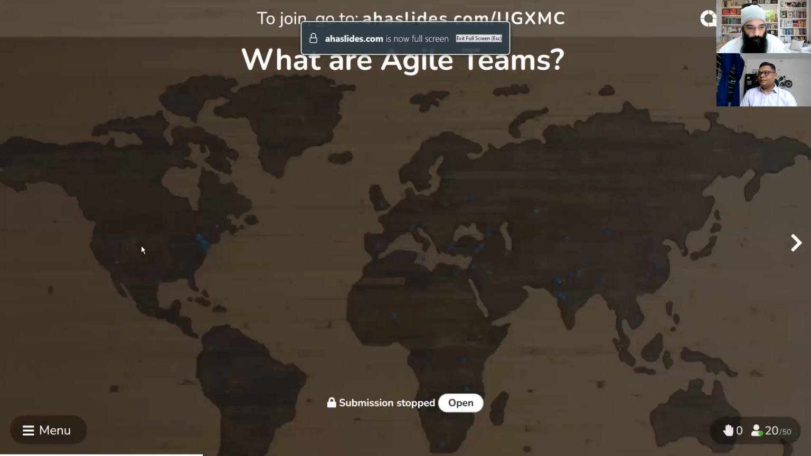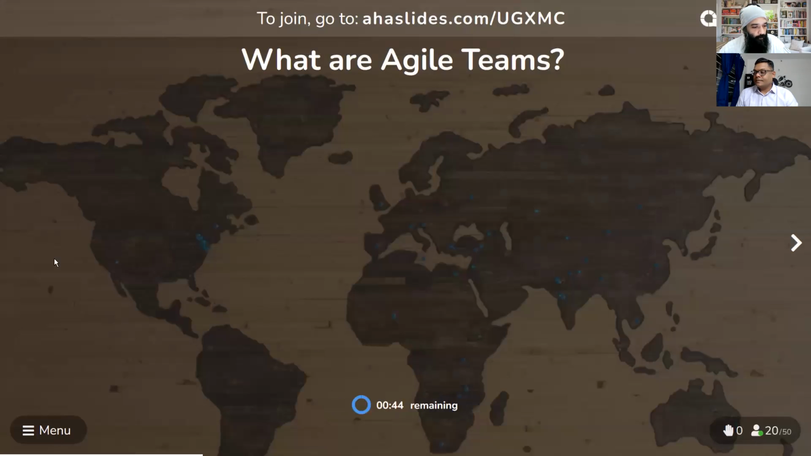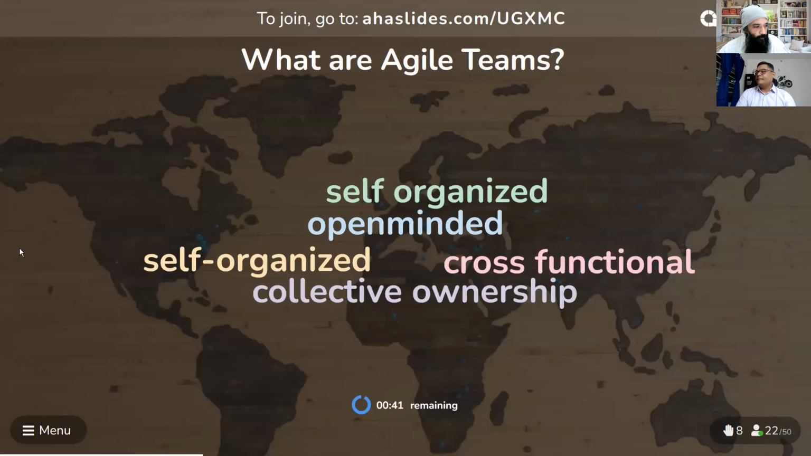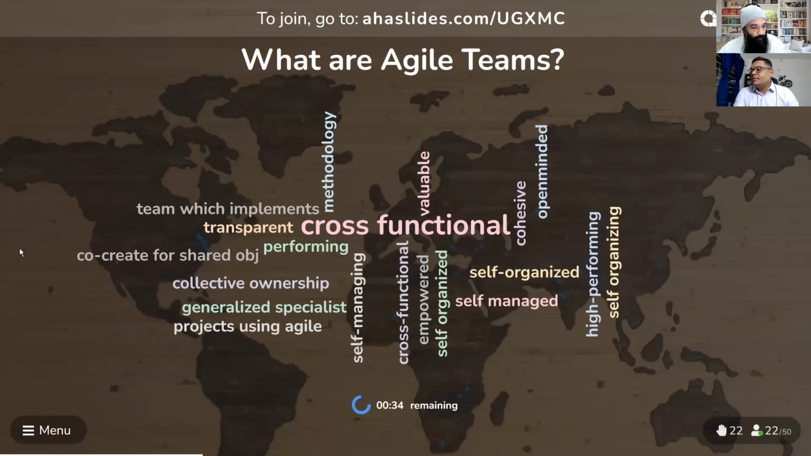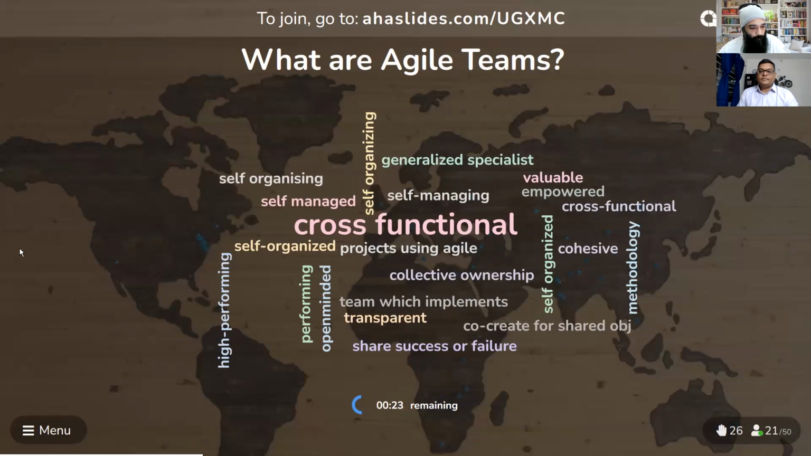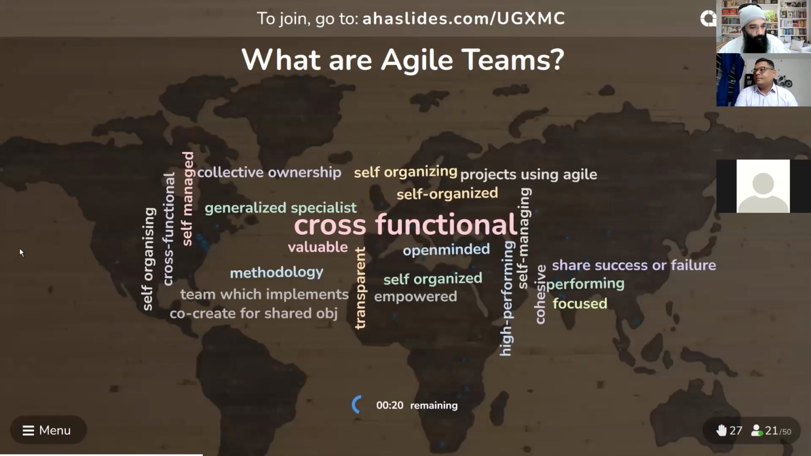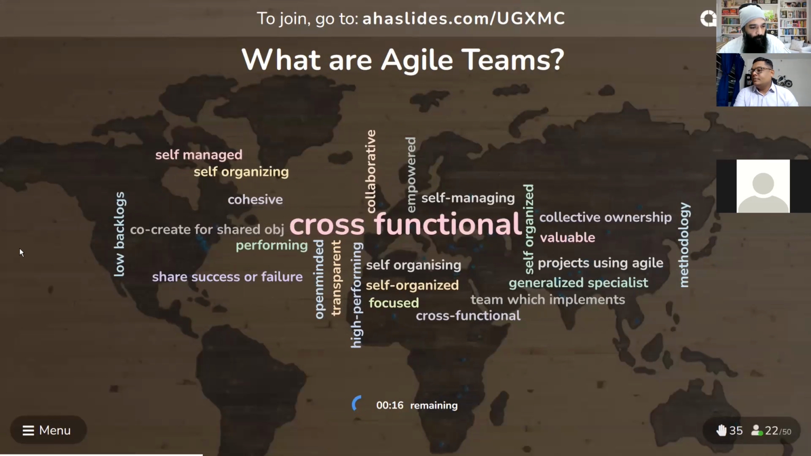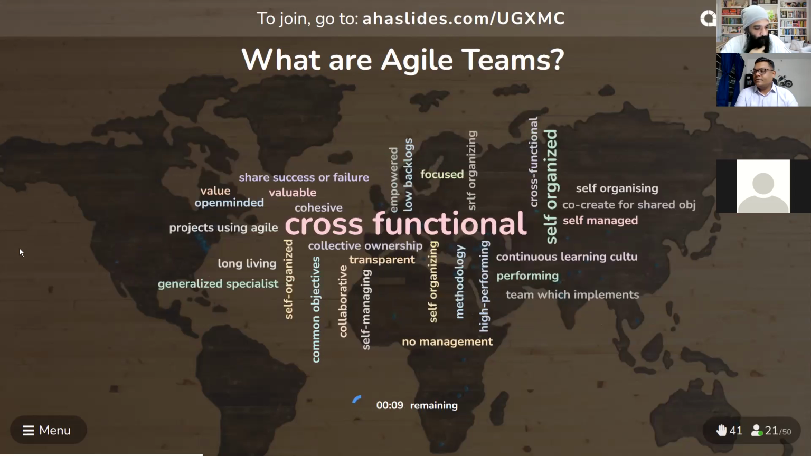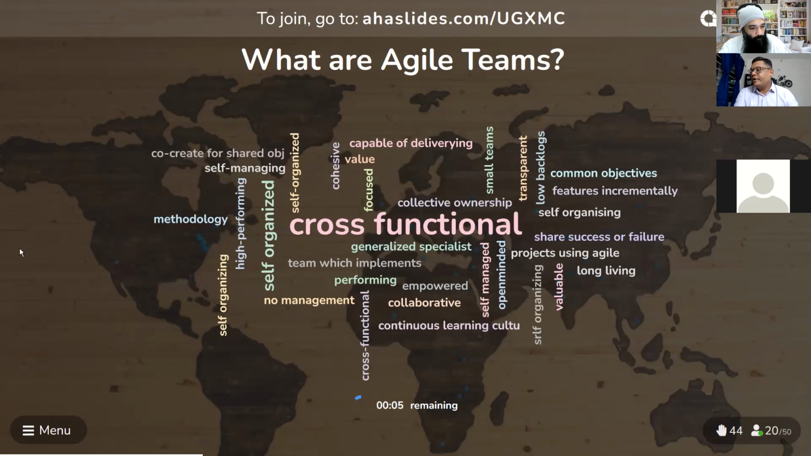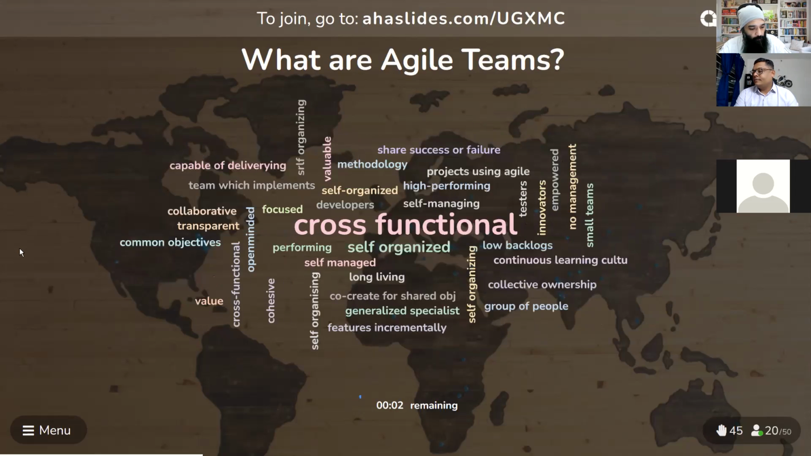So what are Agile teams? Cross-functional, collective ownership, self-managing, self-organized, valuable. Co-creators, that's a nice word. Capable of delivering value. All right, I think cross-functional stands out here.